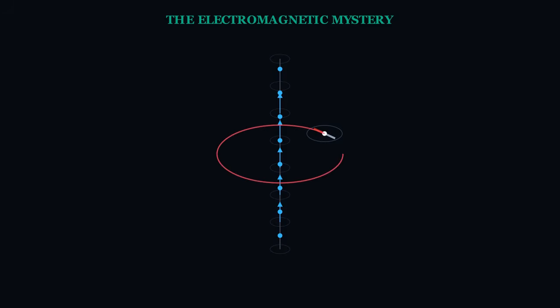Look at a steady stream of electrons in a wire. If they stay perfectly still, the magnetic needle of a compass placed next to it will not move. But the moment those electrons begin to drift, the needle snaps into a perpendicular alignment, revealing a powerful force that simply did not exist a moment ago.